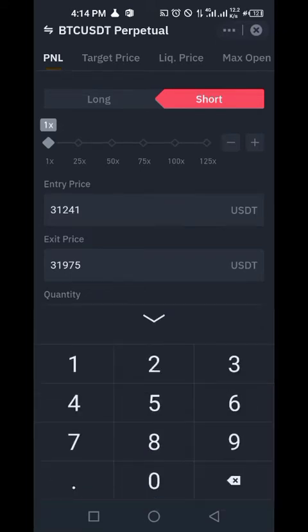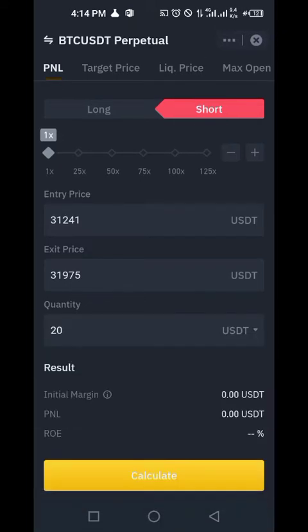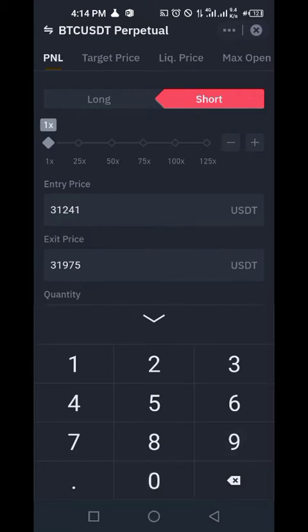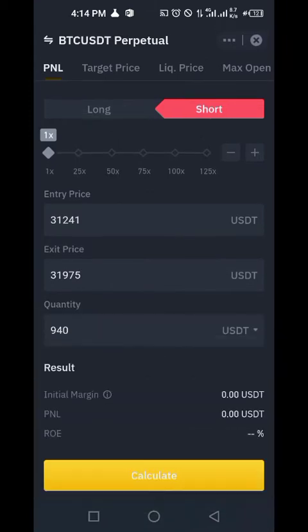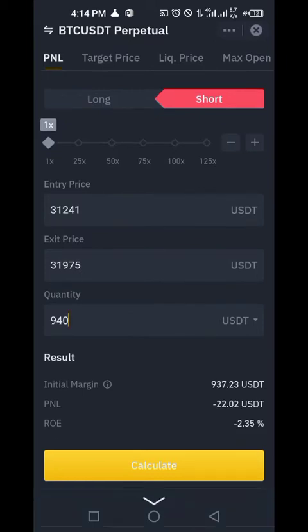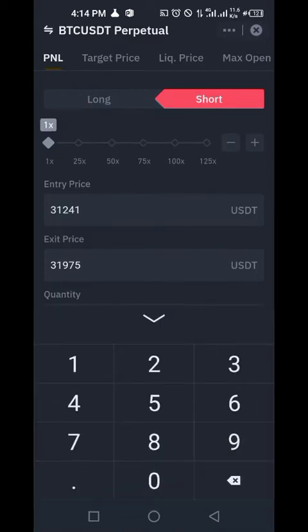Now let me increase it to 20, 30, 40. I think I'm having an issue with this thing. Now let me do something.